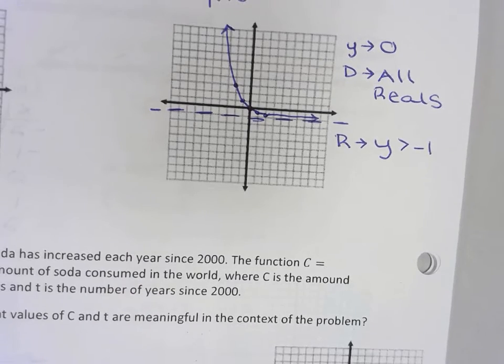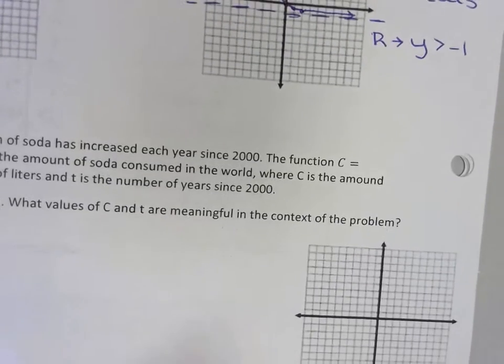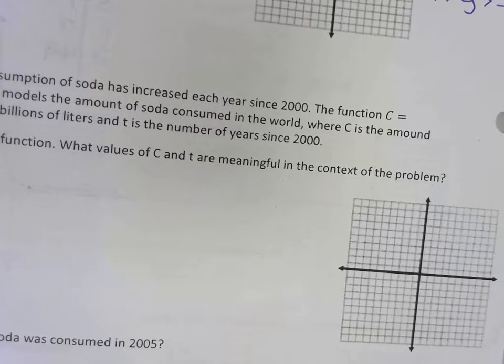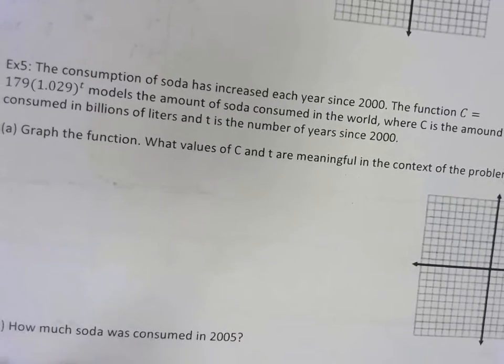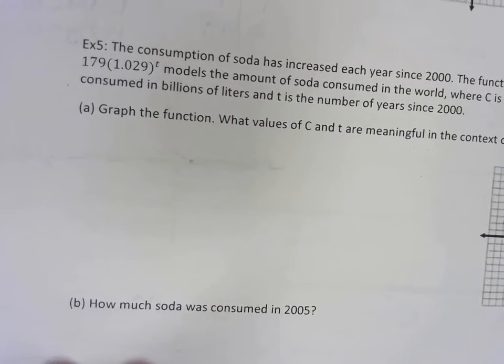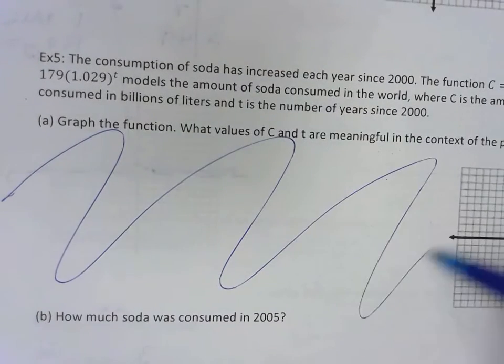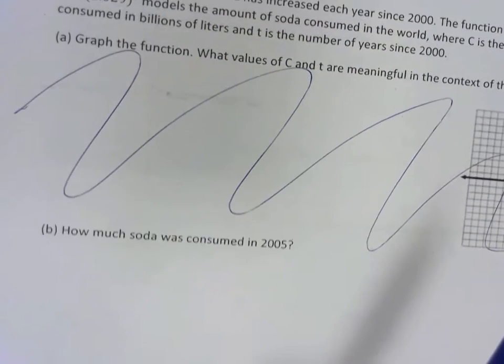Let's look at a couple story problems. The consumption of soda has increased each year since 2000. The function c equals 179 times 1.029 to the t power models the amount of soda consumed in the world, where c is the amount consumed in billions of liters and t is the number of years since 2000. We're not going to do part A. We're not going to graph it. We're just going to look at part B.